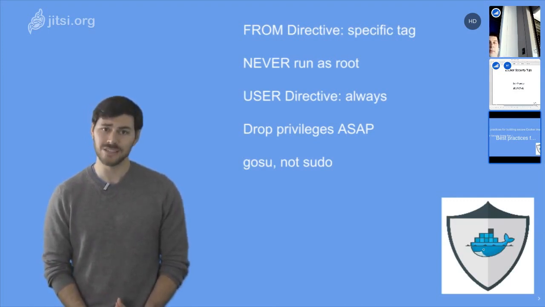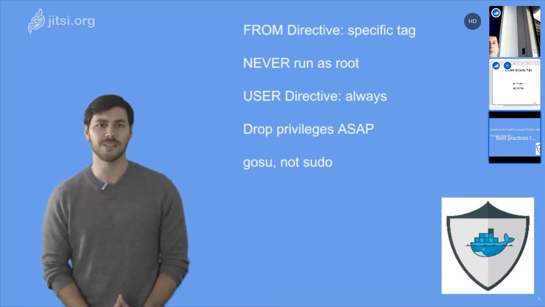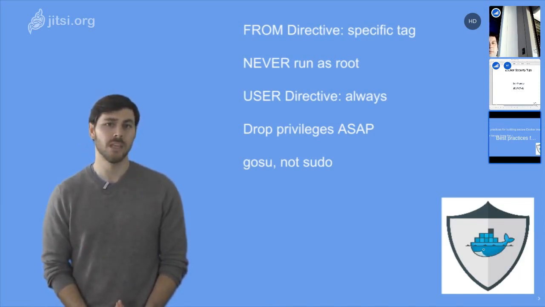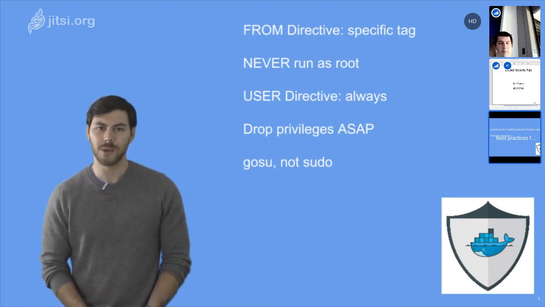If your application has to start as root because it runs on a privileged port, remember, you can map arbitrary ports on your host inside of the container, so you don't actually need to run with the same port inside of the container as you do outside. If you do actually need to run as root, not because of the port, make sure that you drop privileges as quickly as possible. One recommendation on that is use gosu and not sudo.